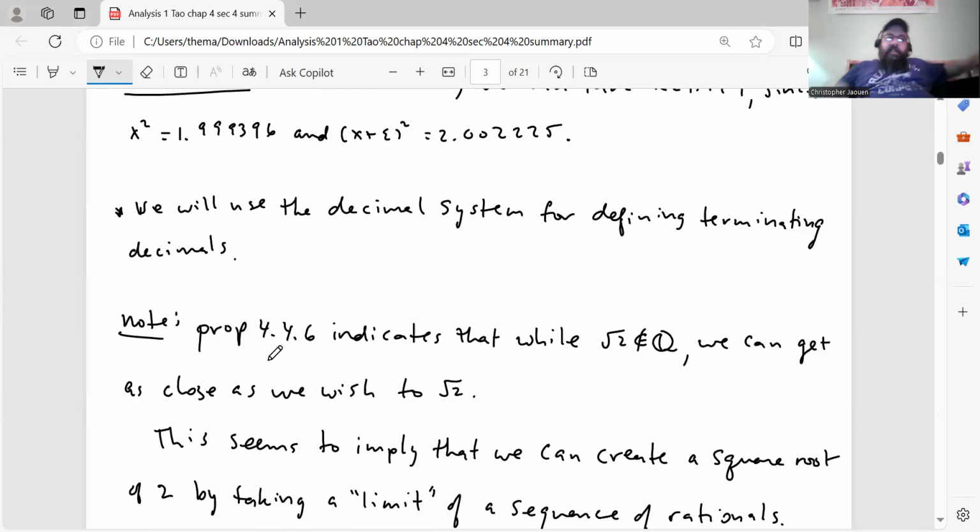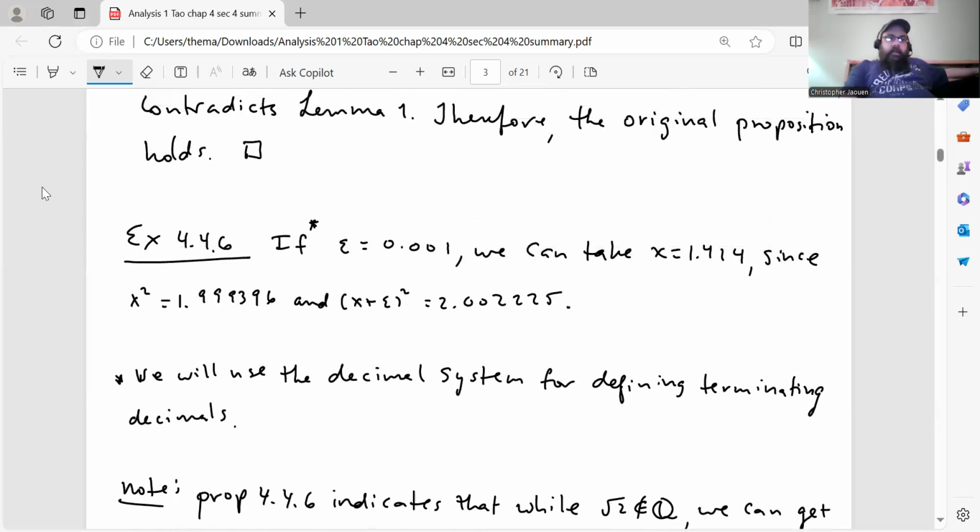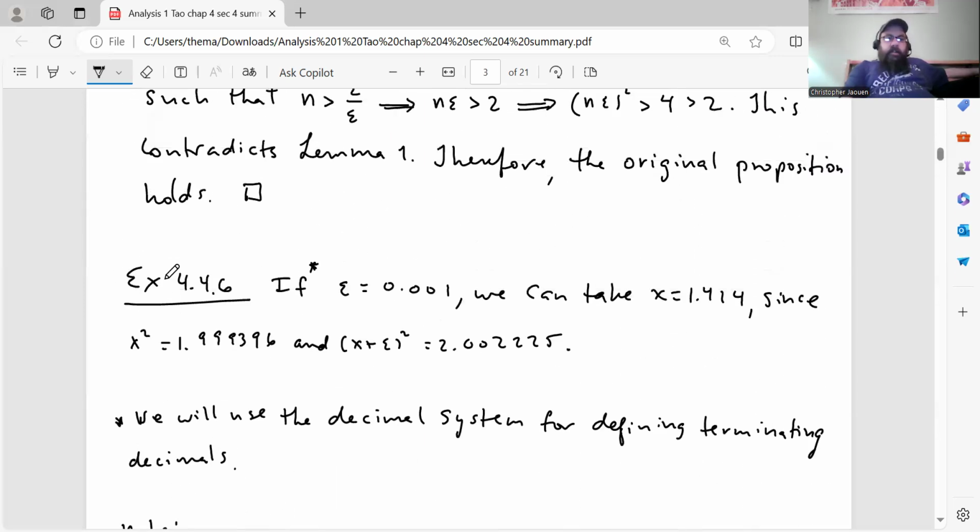Proposition 4.4.6, the one we just talked about, indicates that while square root 2 is not rational, we can get as close as we wish to square root of 2 by taking a sequence of rational numbers whose squares get closer and closer to 2. There's also an example that he has here. So before I read the final paragraph here, let me just go through the example, just an illustration of what we were doing up above.